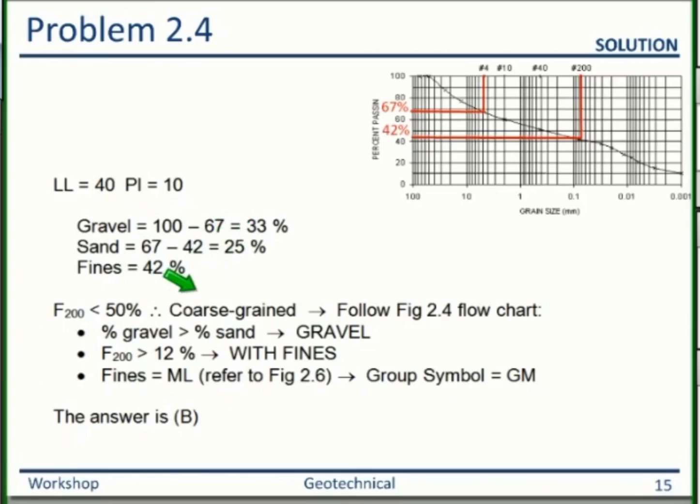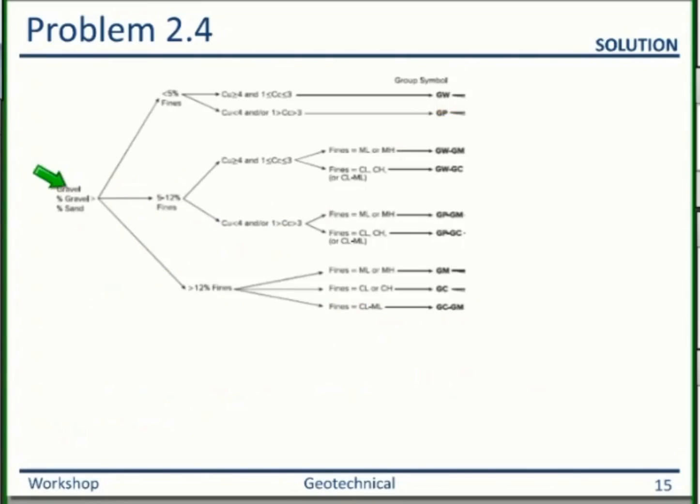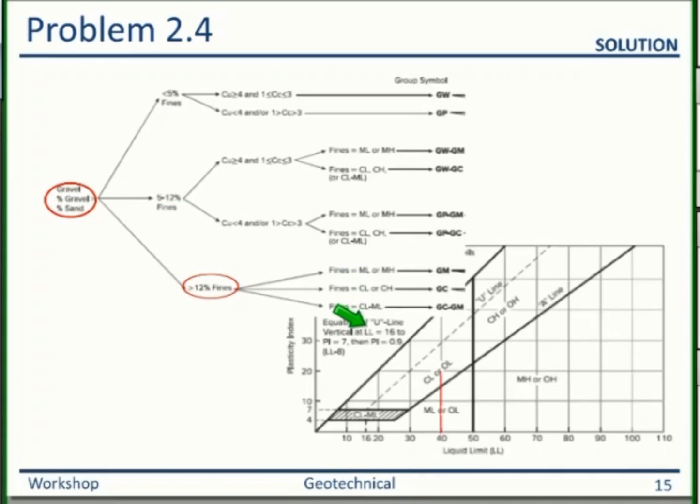Therefore, you have to go to the coarse fraction, and in the coarse fraction, the gravel fraction is higher than the sand fraction. So you have to pick the chart which says the gravel fraction is more than the sand fraction. Then look at the fines there, right? It's 42%, which is greater than 12%. So you move from there to there, and here you will need the Casagrande chart. If you plot here, liquid limit is 40, PI is 10, so your point of intersection is here. This point lies in ML. In this case, you follow this line from here to here, ML. Therefore, your soil is GM. The solution's answer is B. Okay.